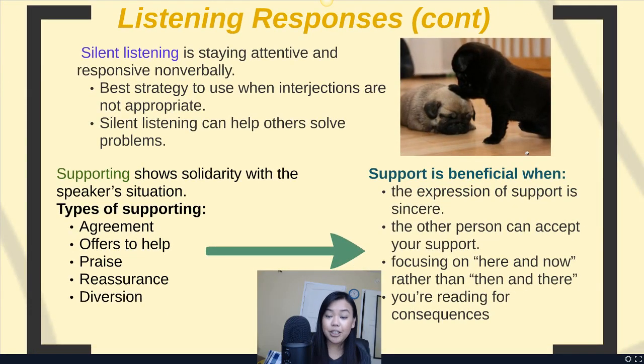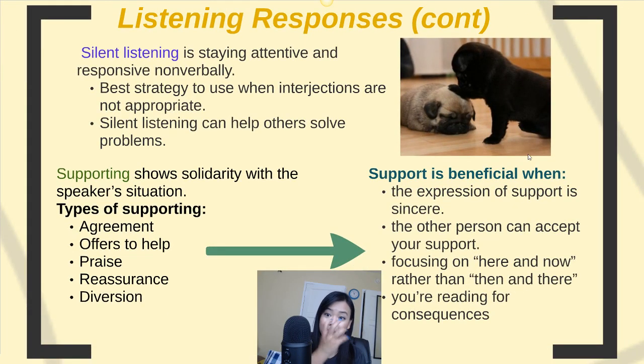We also can engage in silent listening. I mentioned this earlier, and we're going to dive deeper into it now. You don't have to, as I said, always verbalize "I'm listening," right? A lot of it is nonverbal. And this is when you are attentive nonverbally. You're giving the eye contact, the head nods.